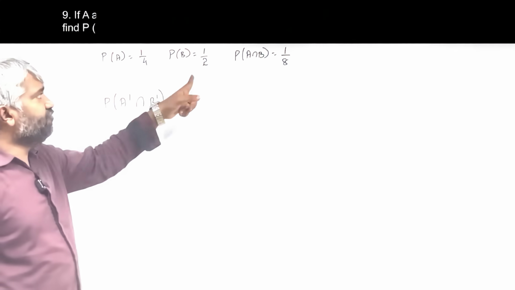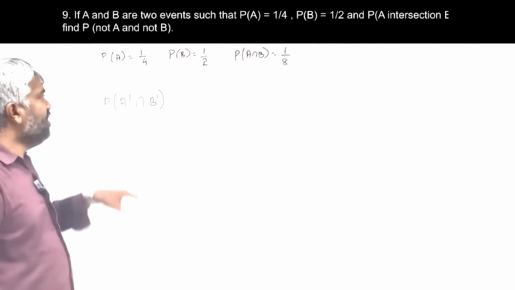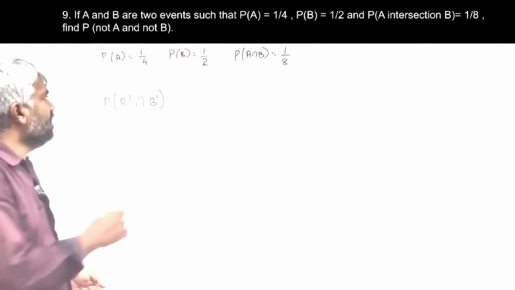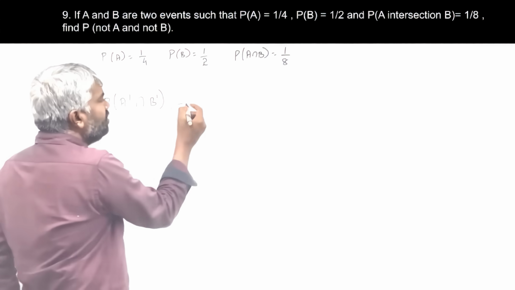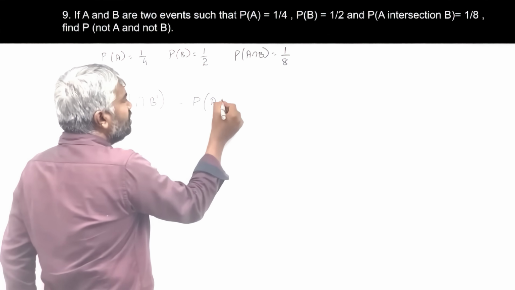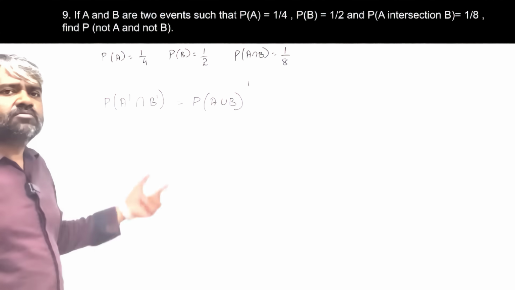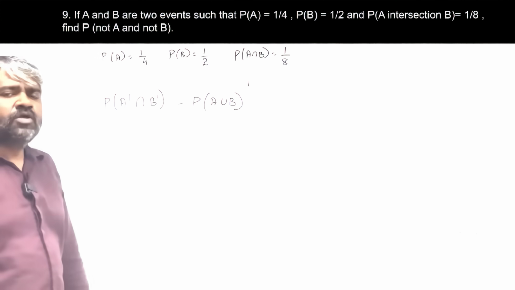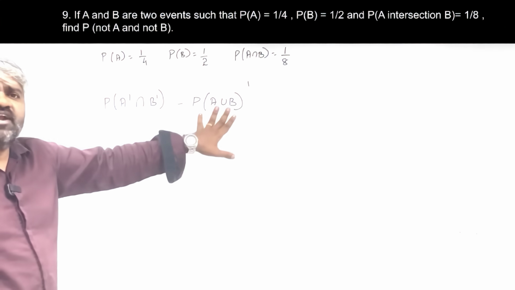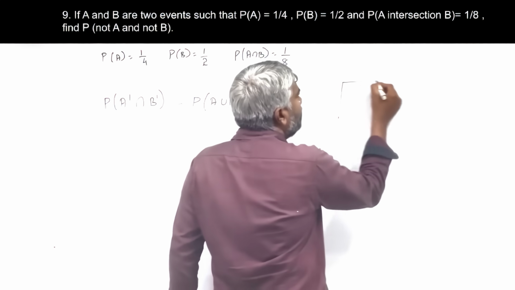P of A is 1 by 4, P of B has been given, A intersection B also has been given. We need to find the value of P of A dash intersection B dash. So A dash intersection B dash is A union B the whole dash, right? So this is what you need to find, right? You might have a doubt, sir, how do you derive this formula? I hope you remember Venn diagram. I will explain you with a shortcut in this Venn diagram, right?